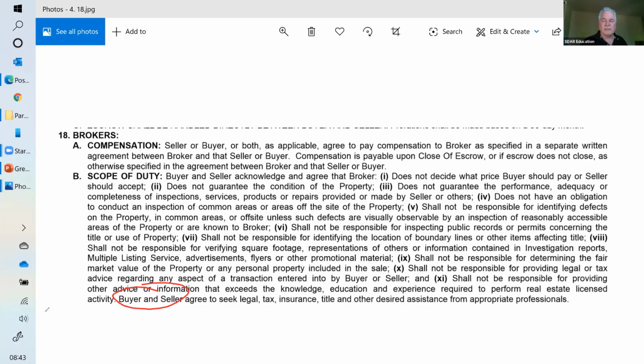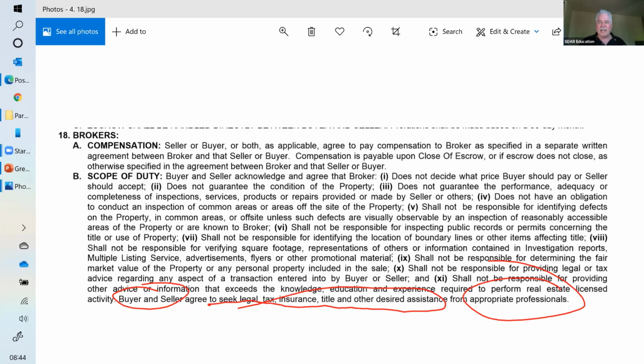Buyer and seller. So this is that final admonition that I love to tell everybody. Buyer and seller agree to seek legal, tax, insurance, title, and other desired assistance from who? From the appropriate professional. And I always say, I'm not that professional. And some people say, well, yes, you are. And I go, I am not. I do not give legal advice. I don't give tax advice, nothing. Okay, I just don't do that. I give real estate advice, and I'm going to stick to that.